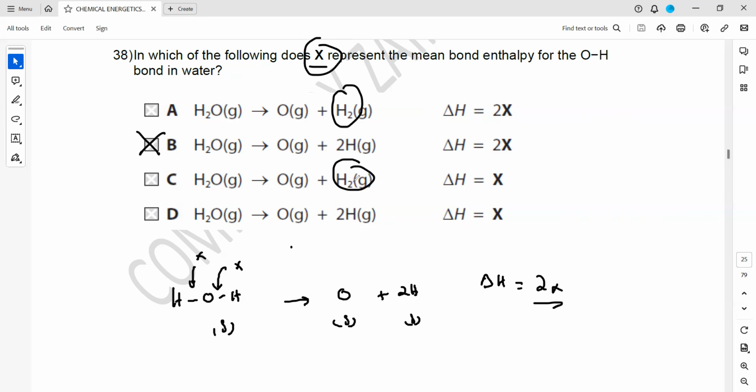Because in the case of C, a hydrogen molecule is produced for a bond enthalpy. We should produce atoms in a gaseous state. And if you have a water molecule here, why is D not correct? Because this enthalpy change is not X, it should be 2X. For one bond it is X, and we are breaking two bonds, so the total enthalpy change should be 2X. The equation is correct, but the enthalpy change is incorrect. Because for each bond the energy is X, for two bonds the energy should be 2X.